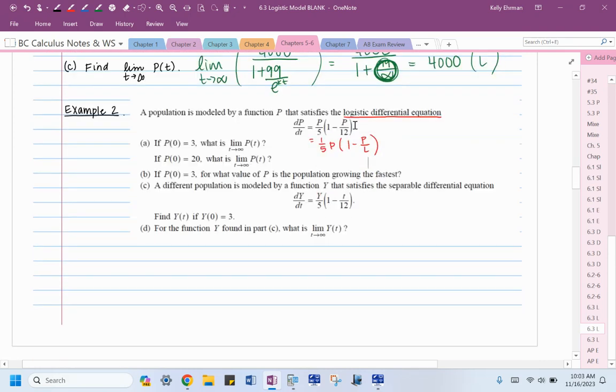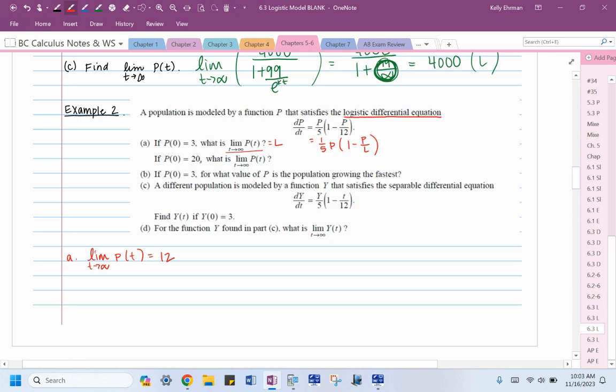So we can see the denominator right here is the carrying capacity. So for part A, if P of 0 equals 3, what is the limit as t approaches infinity of P of t? That's equal to L, and L is equal to 12. So I would just say the limit as t approaches infinity of P of t is equal to 12. The P of 0 equals 3 doesn't matter.